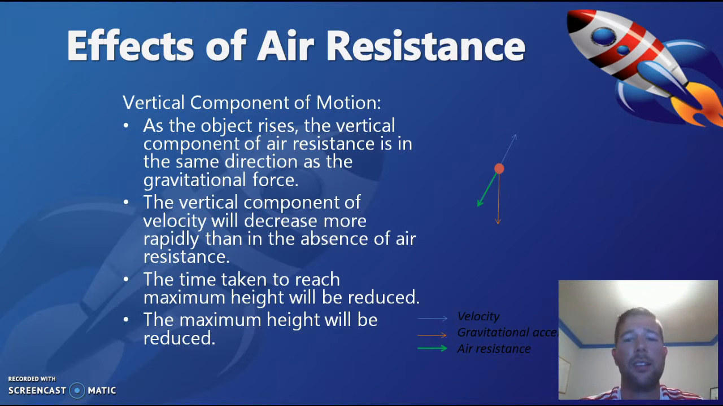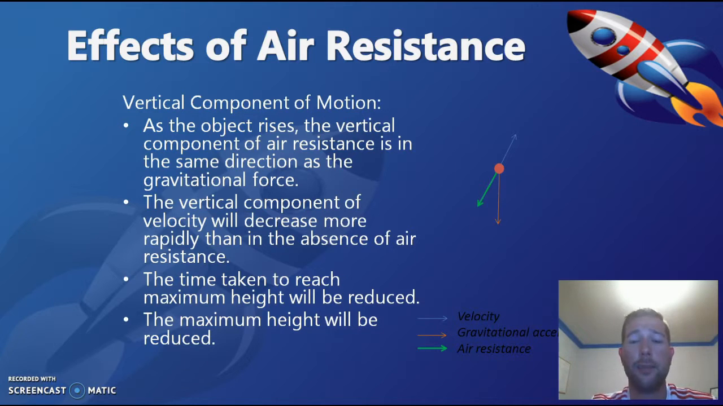Now, as mentioned earlier, the air resistance acts in the opposite direction to the direction of motion. So in this case, air resistance is the green vector, and you can see that this green vector would have components both in the horizontal and vertical directions, and it can be broken down as such.